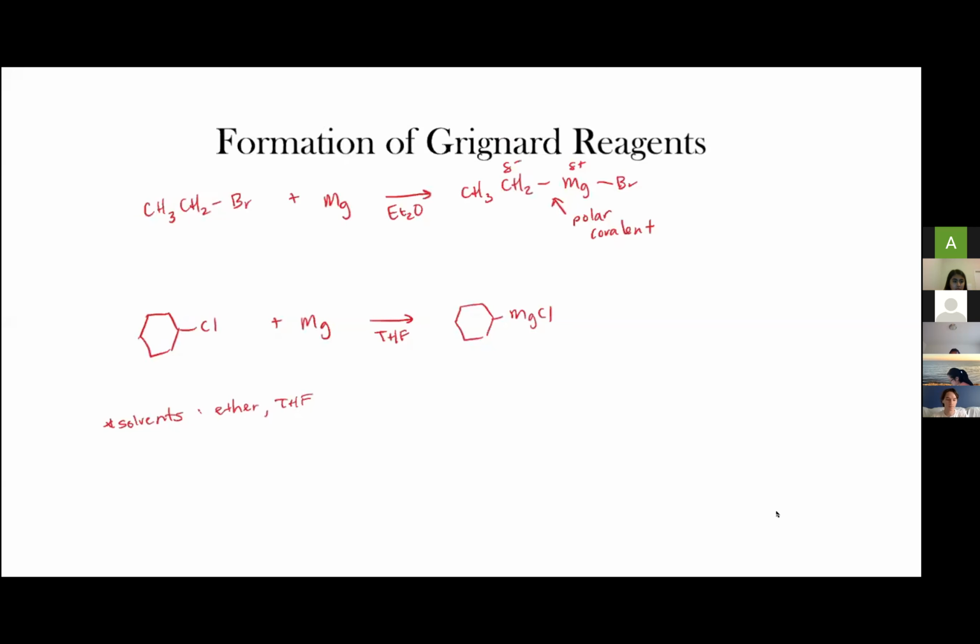So yeah, the general format of the reactions is, again, you start with your alkyl halide, react with magnesium in ether or THF, and then you'll get the insertion of the magnesium between the carbon and the halide. Okay.